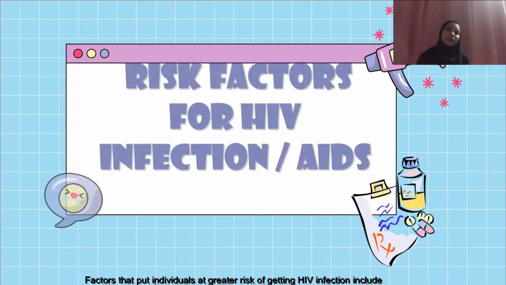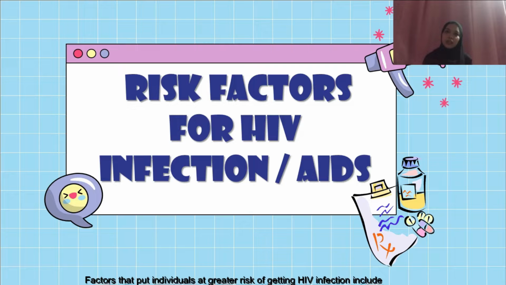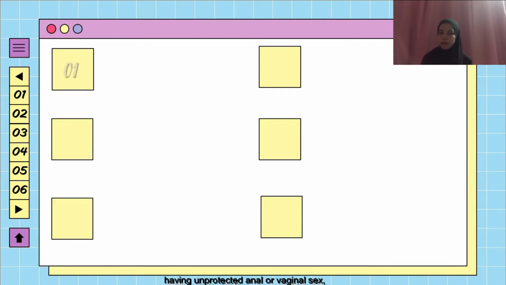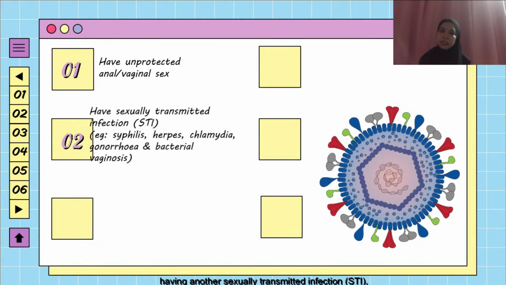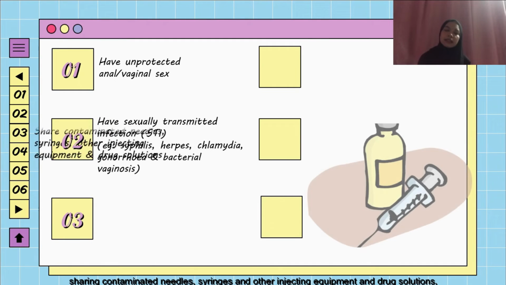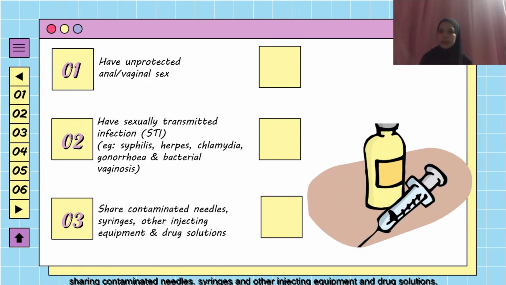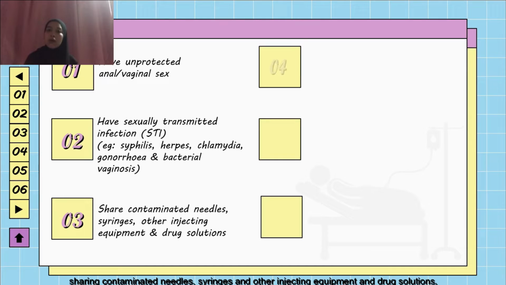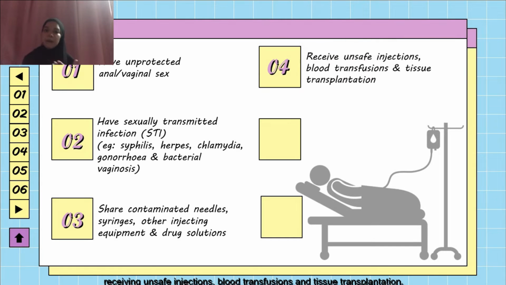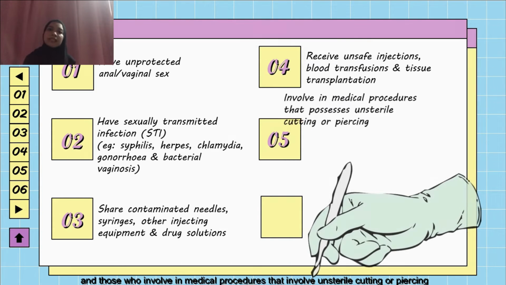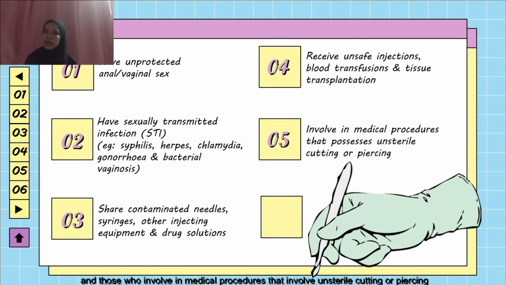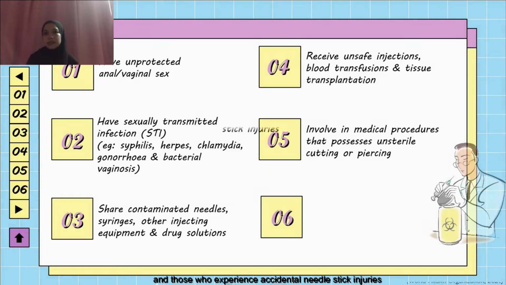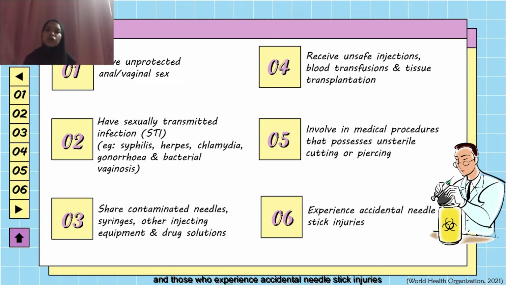Factors that put individuals at greater risk of getting HIV infection include having unprotected anal or vaginal sex, having another sexually transmitted infection, sharing contaminated needles, syringes and other injecting equipment and drug solutions, receiving unsafe injections, blood transfusions and tissue transplantation, those who are involved in medical procedures that involve unsterile cutting or piercing, and those who experience accidental needle stick injuries, including among health workers.